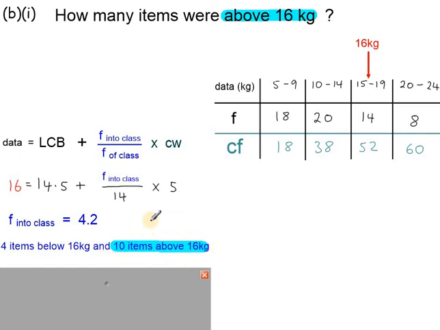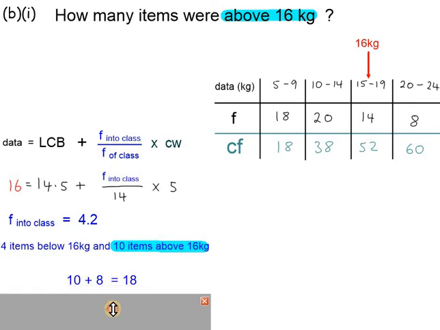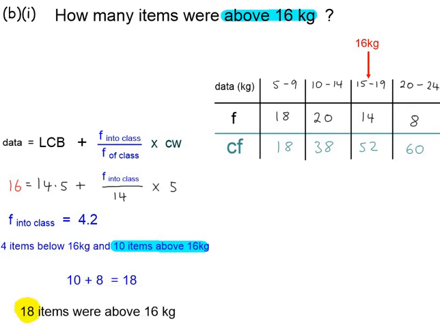We're going to use this value because we want above 16 kilograms, and there are 10 in this class interval above 16 kilograms plus these 8. And if we add them together, we've got 18. So 18 items were above 16 kilograms.